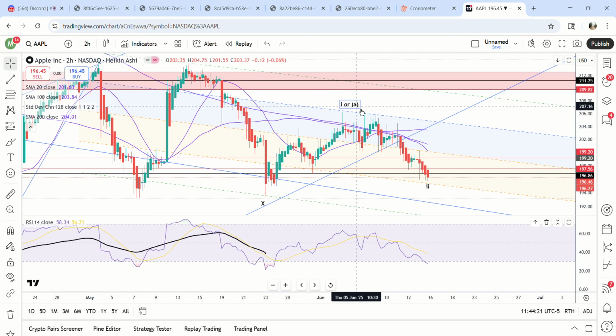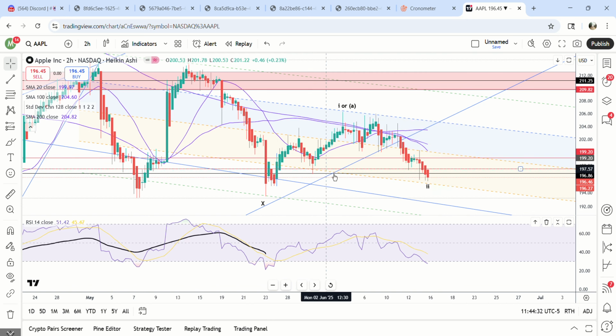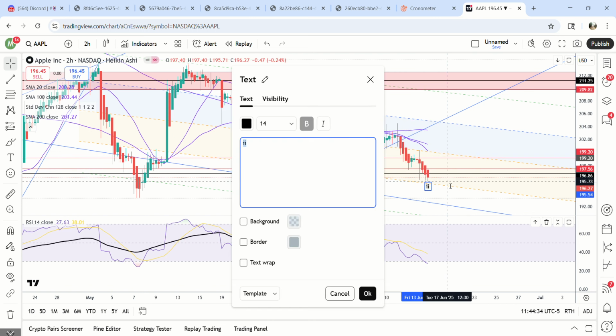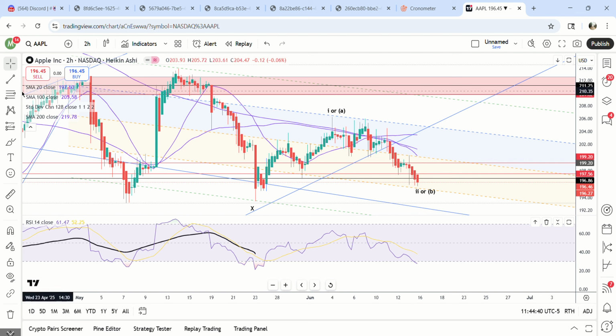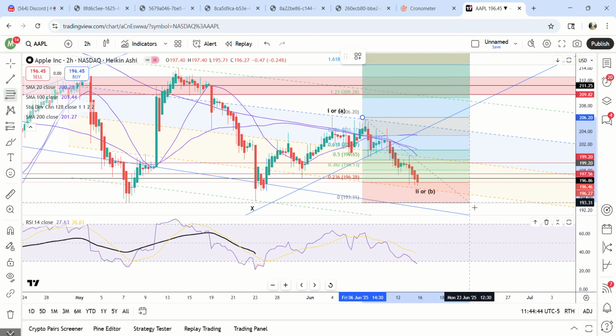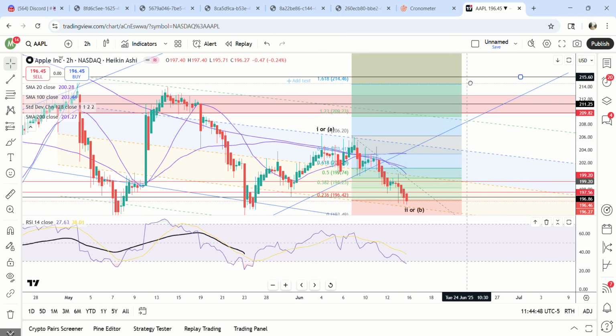So I'm expecting a big move on Apple here to the upside. Pretty much hit the 1.61 fib here. So I'm going to label this 2 or B. And so I'd be looking for potentially the 1.61 fib of the A wave. And that takes us to 214.